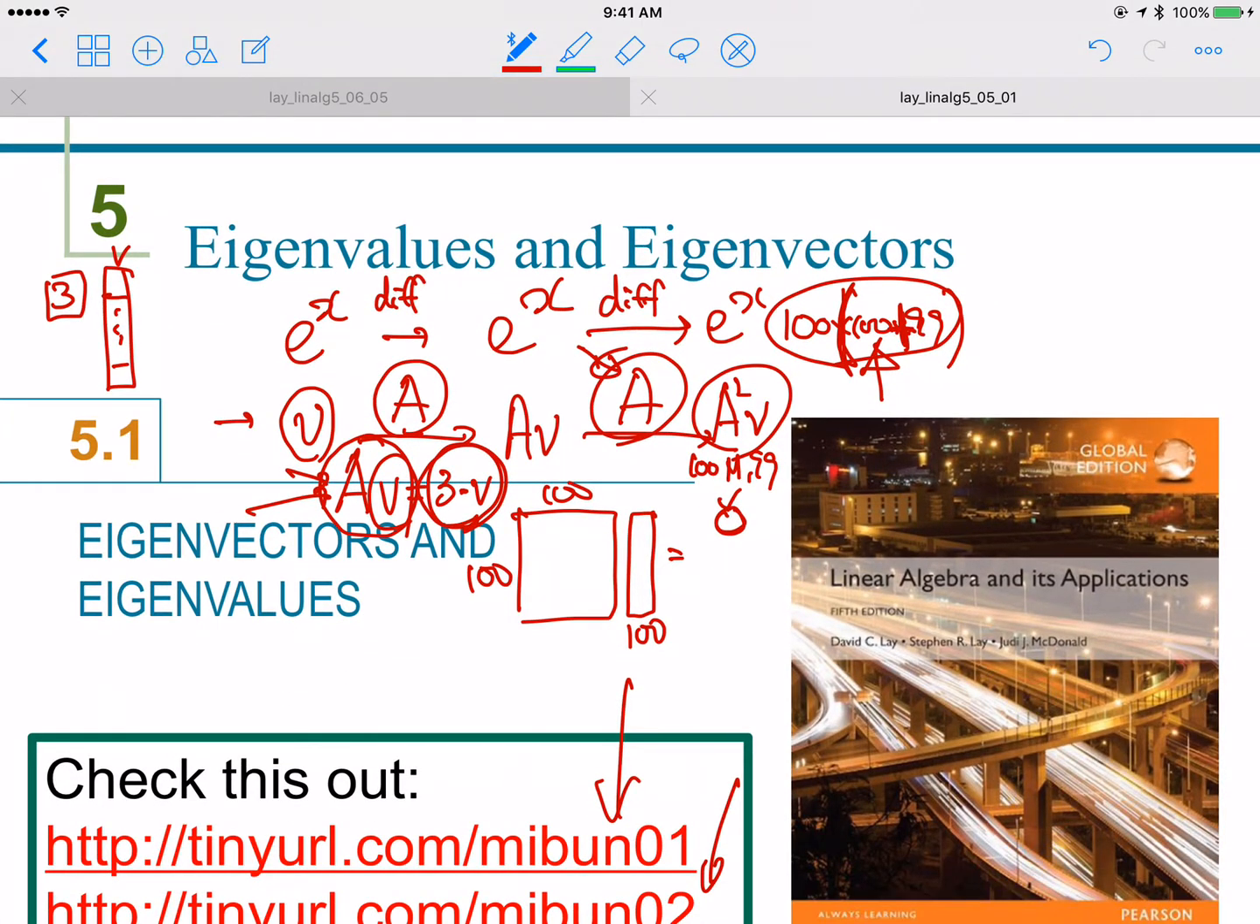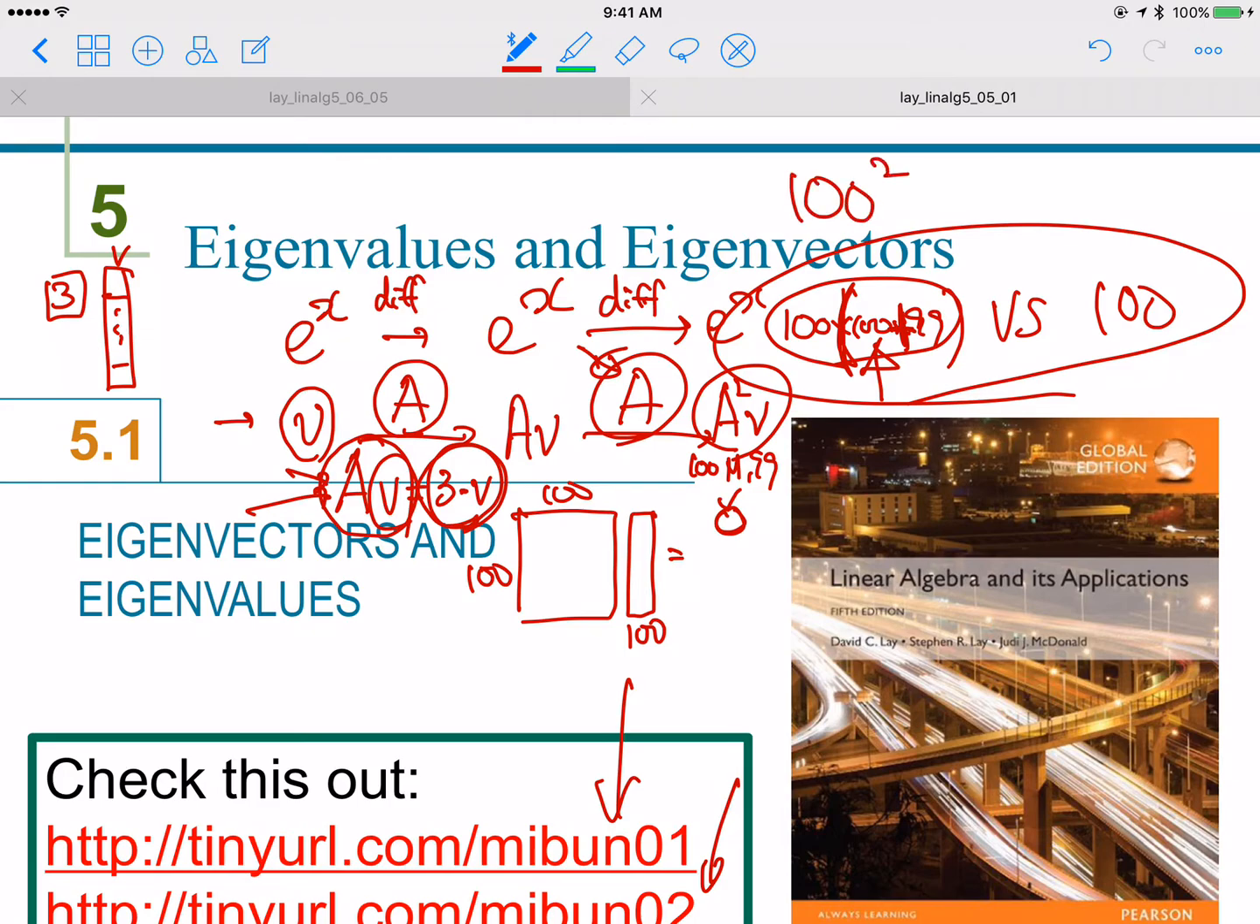So it was like 100 squared, or actually 2 times 100 squared, just approximately. Because if we consider 99 as 100, then 2 times 100 times 100, so 2 times 100 squared, right? And so this many numbers versus just 100 multiplications, which is much more efficient.